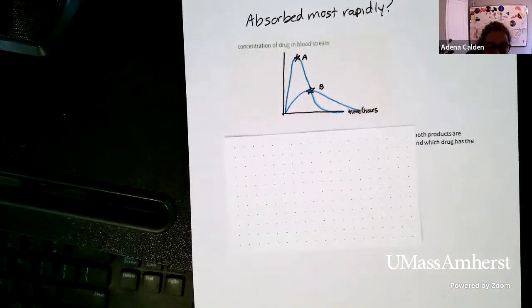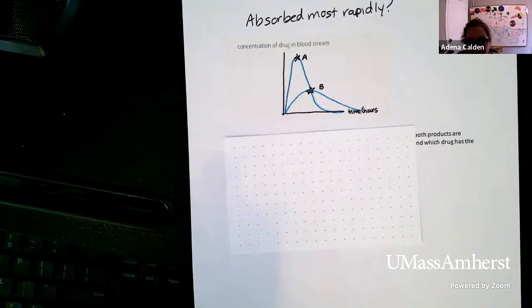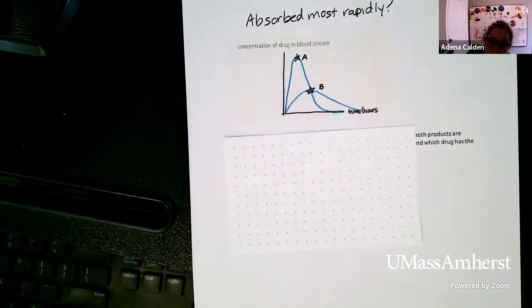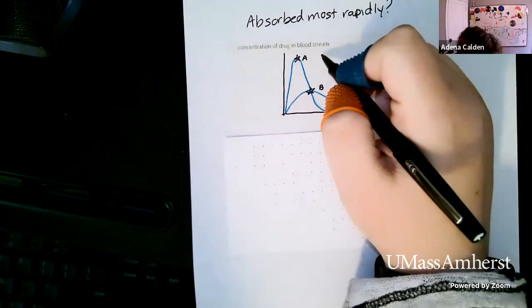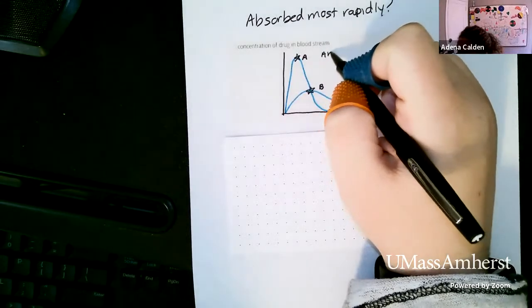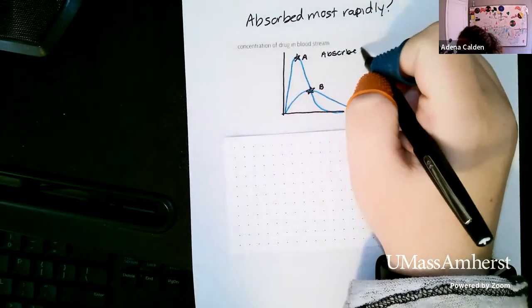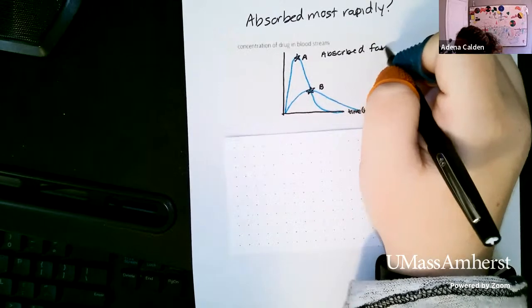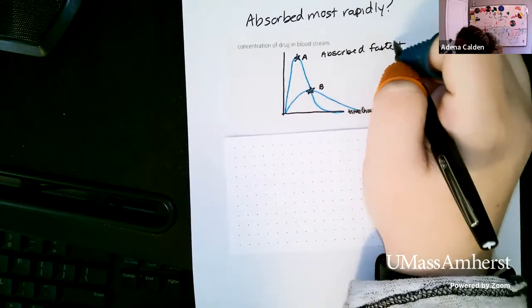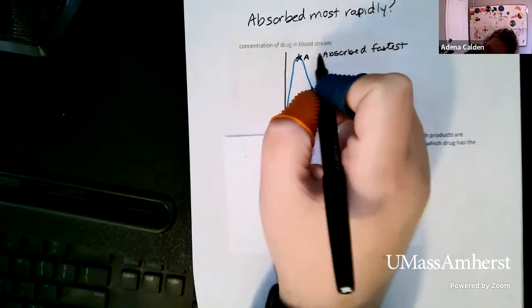So the way we want to think about this is in terms of the peaks. Which one rises to its peak the fastest? That means it's being absorbed more rapidly. So here, drug A is absorbed fastest, more rapidly, anything that indicates speed here. Okay, so it's going to be drug A.